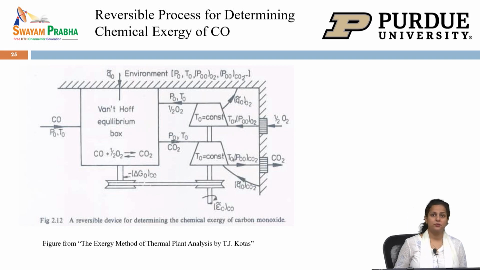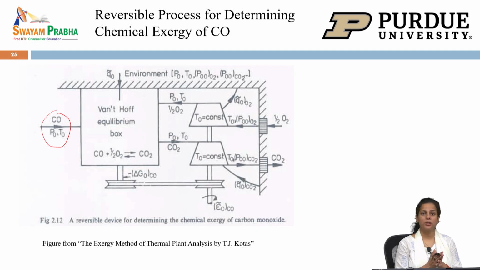Here, this figure is mainly explaining this whole process of calculation of chemical exergy. Remember that we want to calculate the chemical exergy of carbon monoxide, and the starting point is P naught, T naught, which is the environmental state, but it has to be brought to the dead state. So, what is our dead state? Our dead state is oxygen at its partial pressure, and CO2 at the partial pressure of CO2 in the environment.